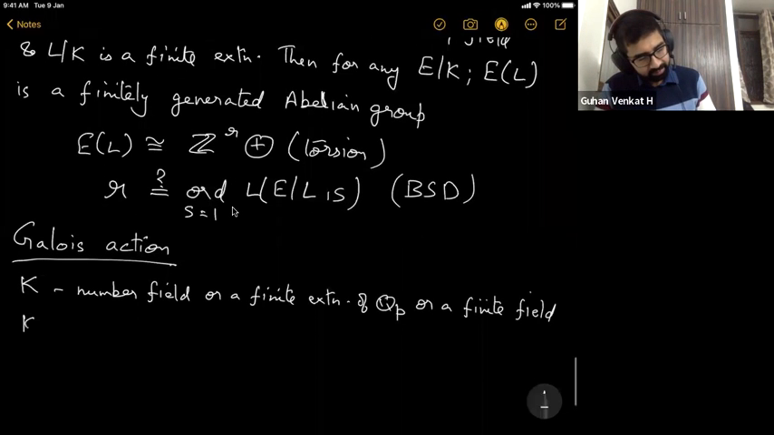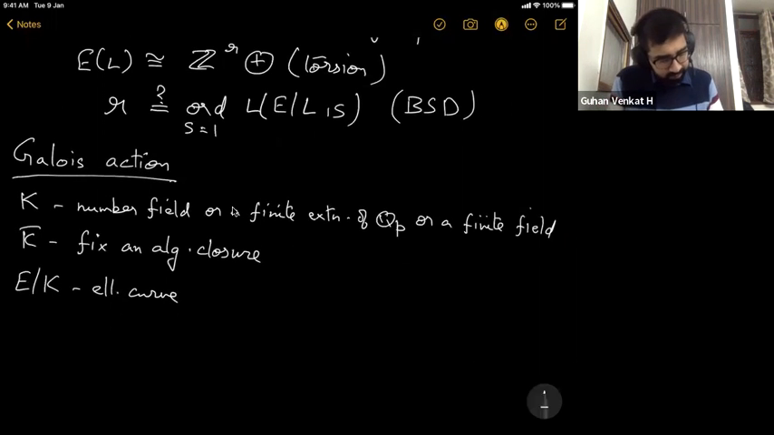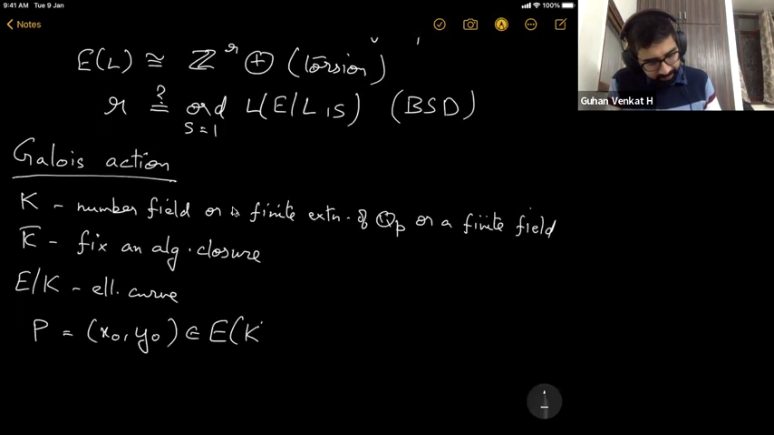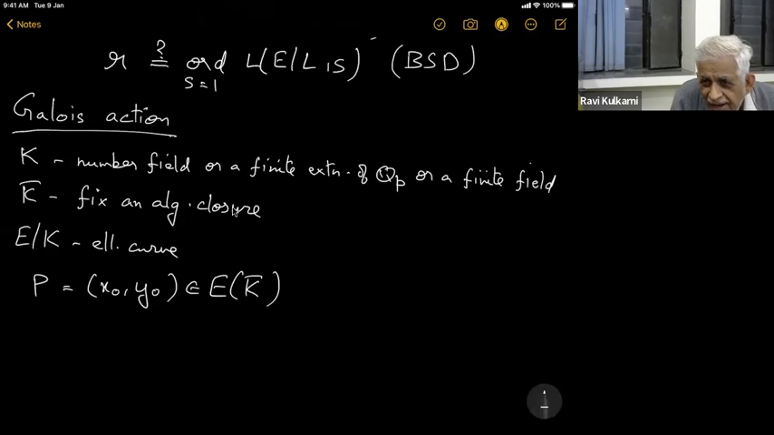And then once I have this, I'm going to fix an algebraic closure of K and call it K bar. And as before, let's say E is an elliptic curve over the field K. Now let me choose a point P on this elliptic curve. Let's say it's a K bar rational point. And we know that this elliptic curve is given by a Weierstrass equation. Let's just take K to be the rationals.